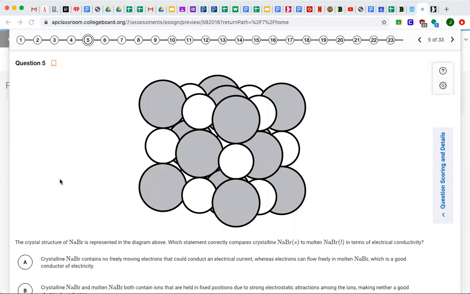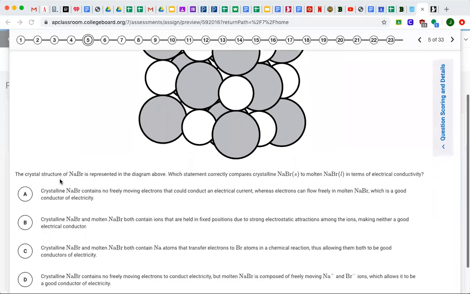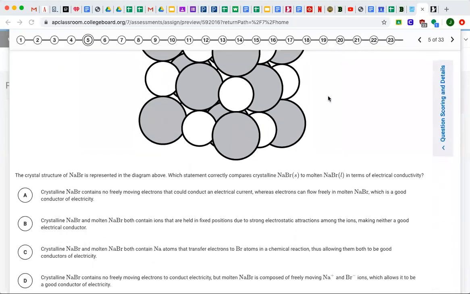All right. So the crystal structure of sodium bromide is represented in the diagram above. Which statement correctly compares crystalline sodium bromide to molten sodium bromide in terms of electrical conductivity? Okay. So go ahead and give it a quick look and then we'll talk about it.